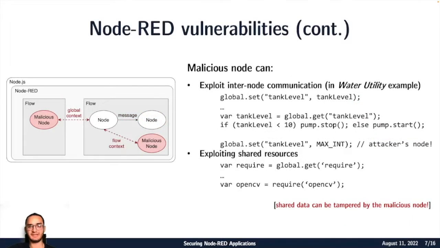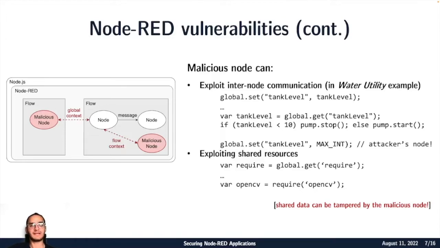As mentioned earlier, internode communications also can get attacked. In the water utility example, a malicious node installed by the user could modify the context variable relating to the tank's state to either exhaust the water flow or never start, or cause physical damage through continuous pumping or never stop.